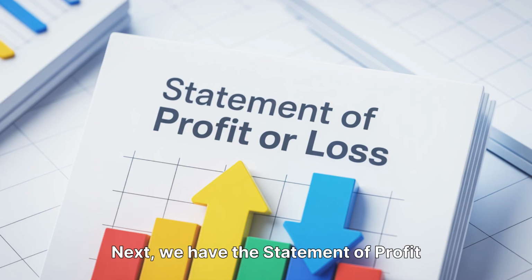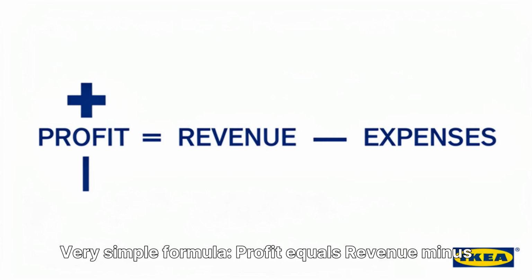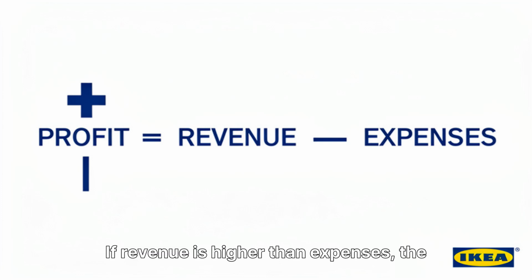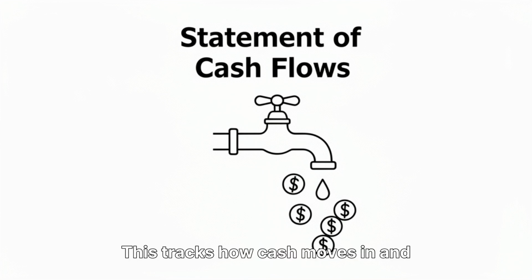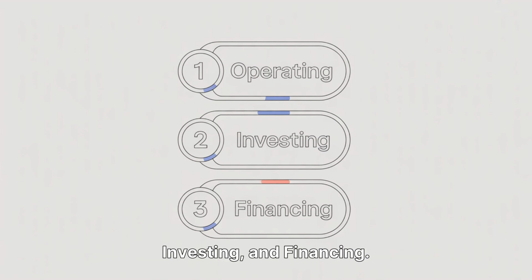Next, we have the Statement of Profit or Loss. This tells us whether the business is making a profit or a loss. Very simple formula. Profit equals revenue minus expenses. If revenue is higher than expenses, the business is profitable. Lastly, the Statement of Cash Flows. This tracks how cash moves in and out of the business. There are three types of activities: operating, investing, and financing.